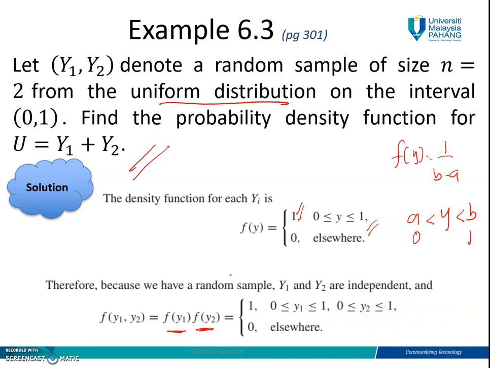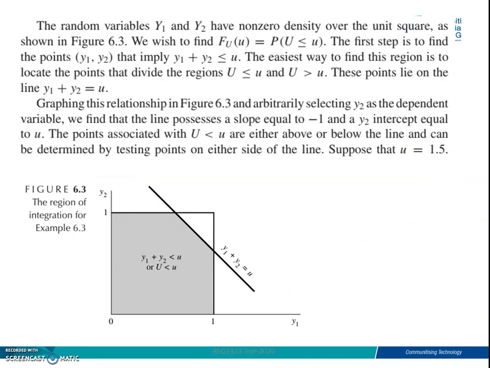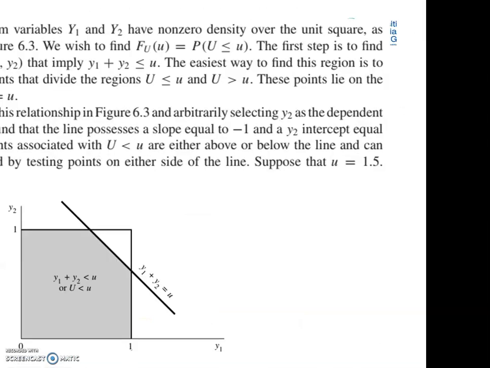Next is to find FU. In order to find FU, you must understand how to get the region. The random variables Y1, Y2 have non-zero density, because it is uniform, between 0 and 1, over the unit square. So you can see that Y1 is between 0 and 1, Y2 is between 0 and 1, so actually you have this square shape.